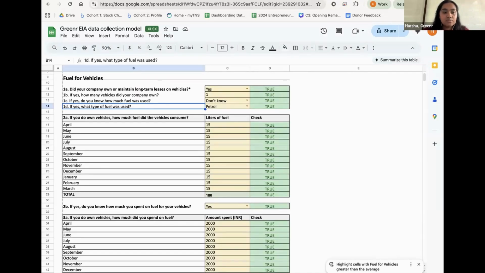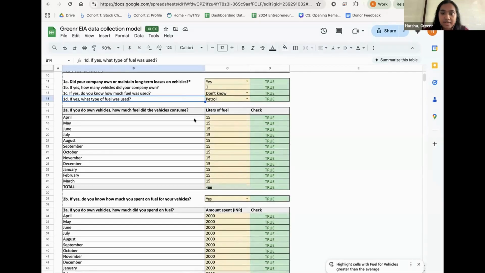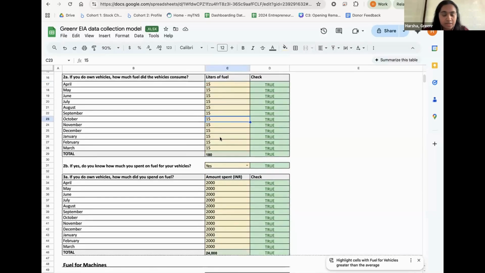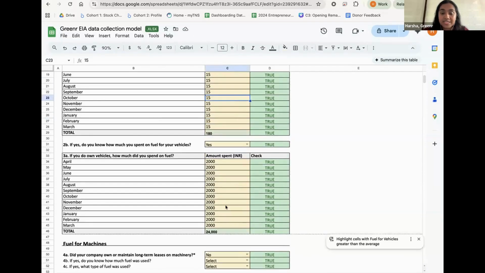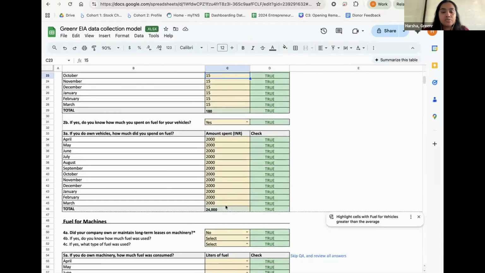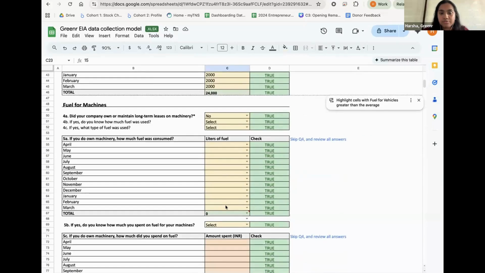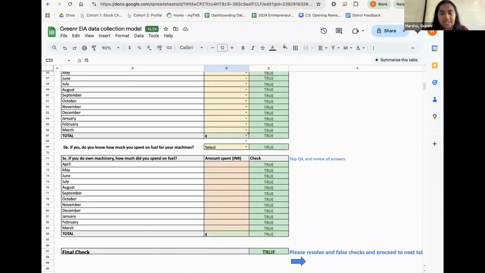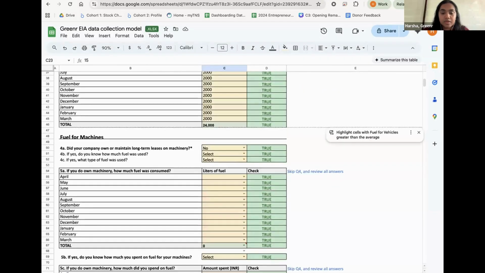So basically we've divided the year into months, and they can enter, in liters, the amount of fuel that was used. And if they don't have liters data, like consumption data, they can enter the expense data as well. This is for the vehicles, and then we break it down similarly for the machines as well. So this is pretty straightforward. The idea was to make it straightforward so that the founders can use it frequently.